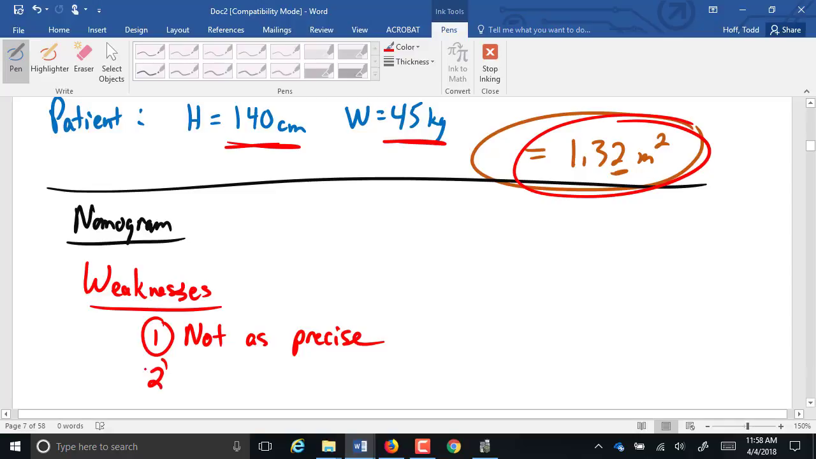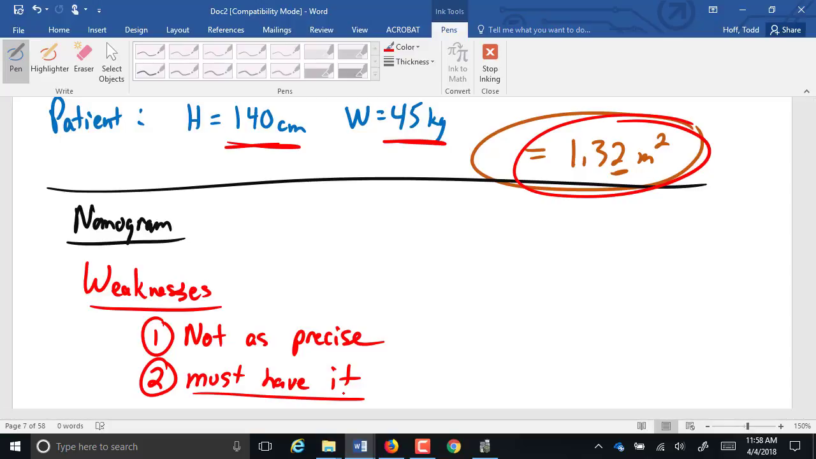The second big weakness of the nomogram is you must have it with you. You must have it. So if you don't have that with you at the time, you've either got to go grab one or use some other method.